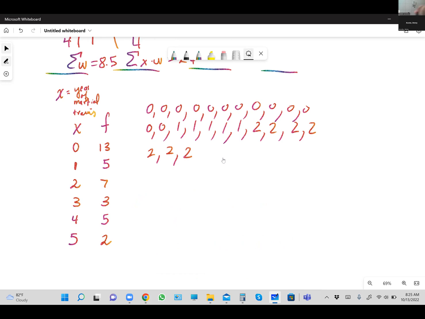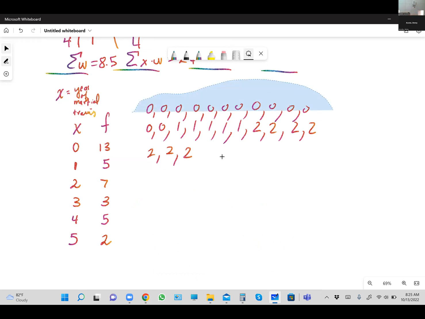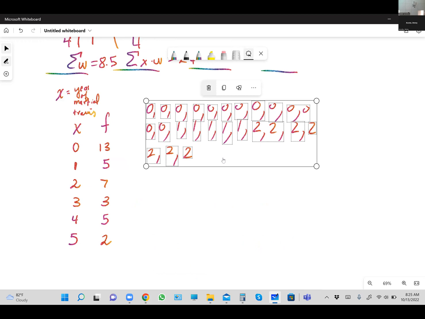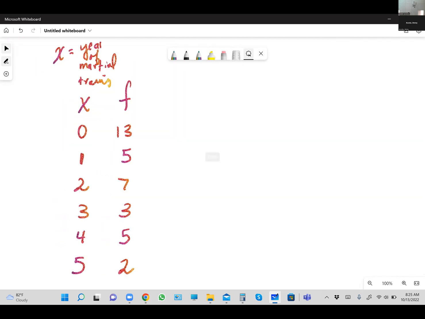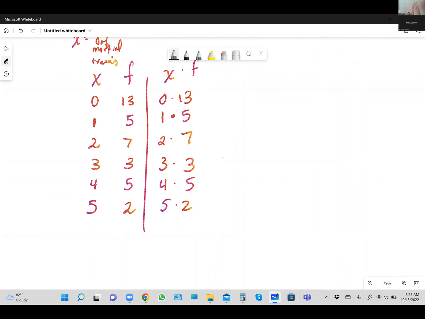So she's right. Why would I go through all that trouble? All I had to do was take 0 and multiply it times 13. And I would take 1 and multiply times 5. I would take 2 and multiply times 7. And I would take 3 and multiply times 3. And I'll take 4 and multiply times 5. And I'll take 5 and multiply times 2. And this is my x times my f. This will come out to 0, 5, 14, 9, 20, and 10.